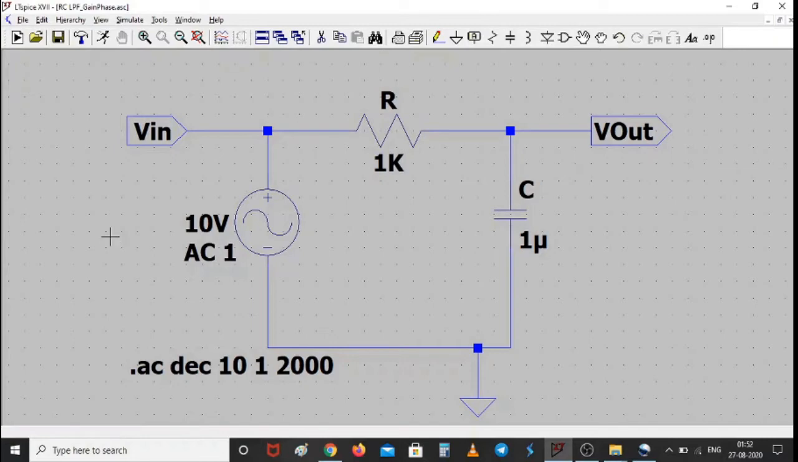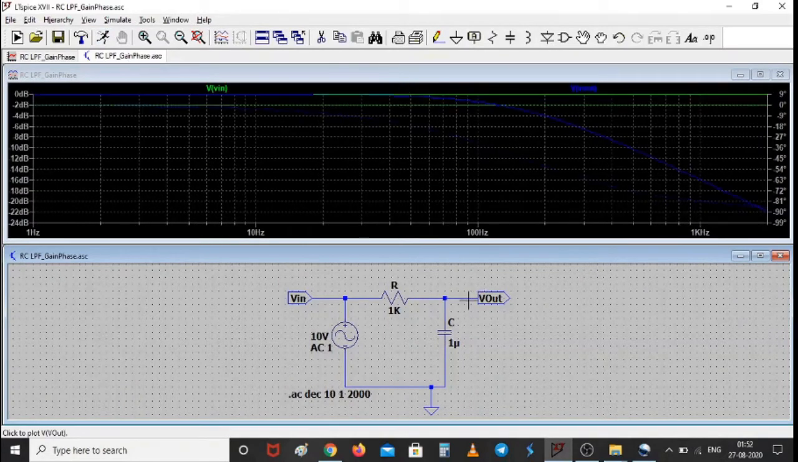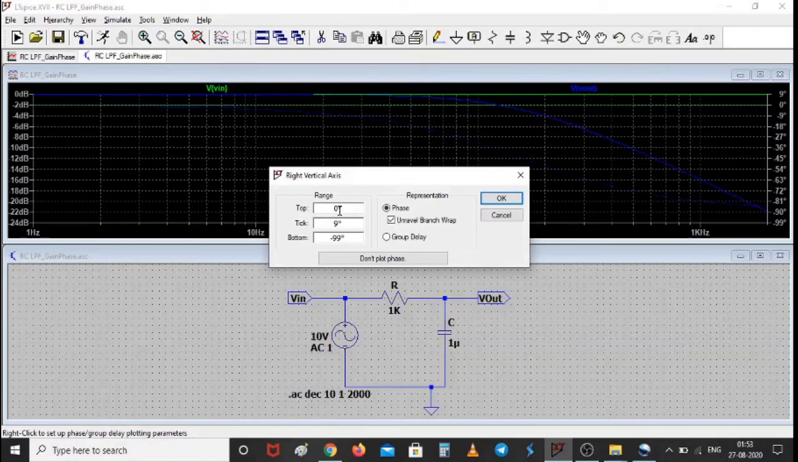Right? Okay. So now let us run once. When I look at my output, the magnitude response and the phase response are shown like this. But here you could see that the angle is minus 99 degrees, but it can never go to minus 99 degrees because the maximum that it can have is only 90 degrees. So that is why I am changing the axis so that the maximum is only 90.